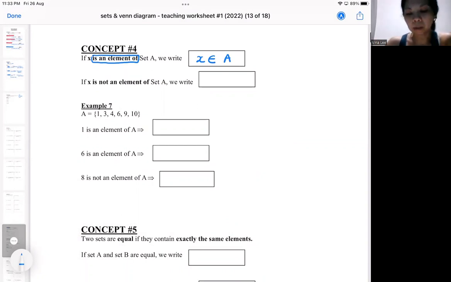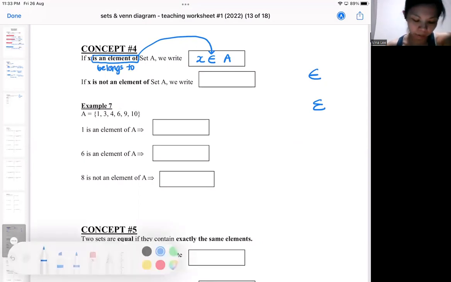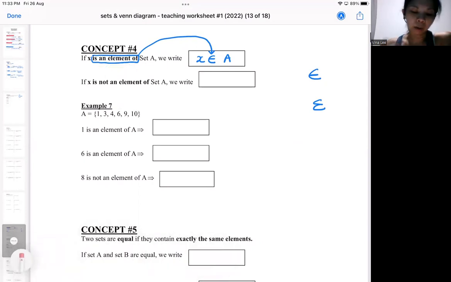So this symbol looks like a letter C, and then there's a horizontal line across. Please don't write it like this, because later on this becomes a universal set. So this symbol represents these 5 words. X is an element of A, or sometimes we will say that it belongs to A. But most of the time we will translate this symbol into the 5 words "is an element of". So please take note of the writing.